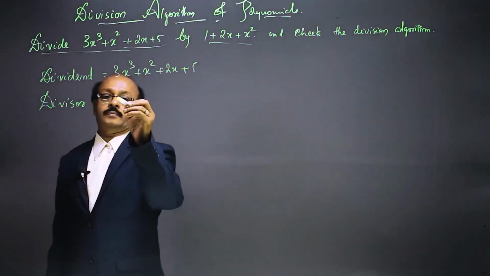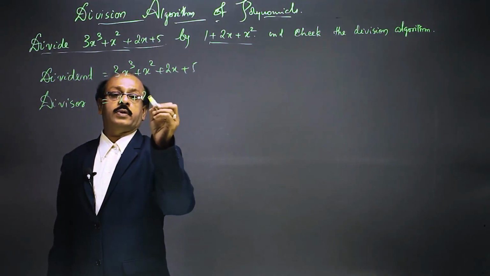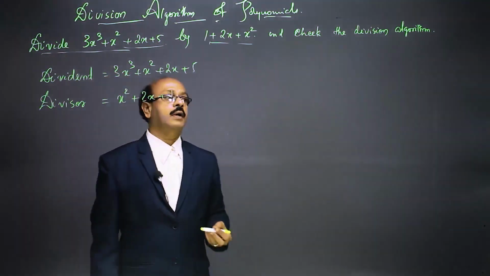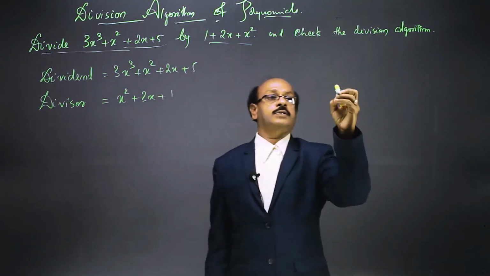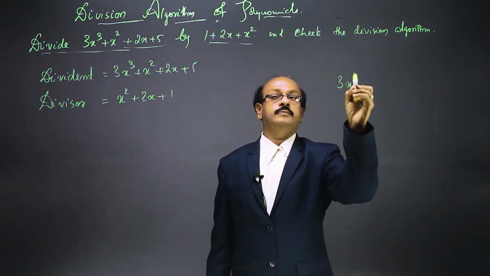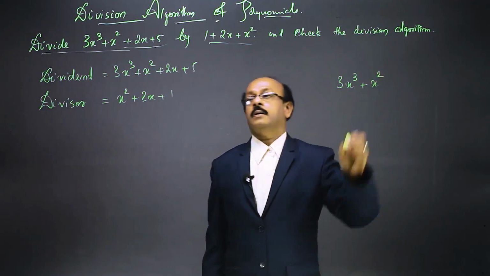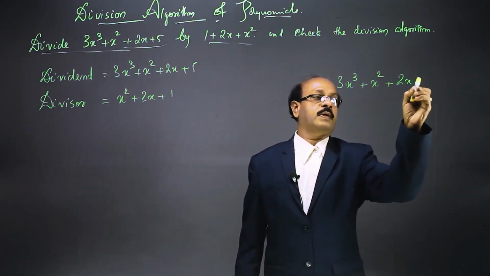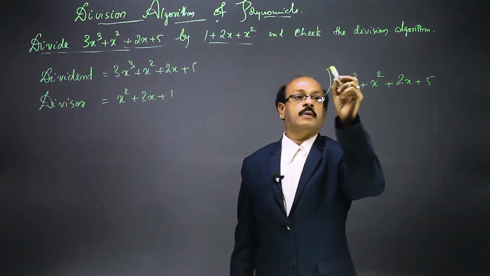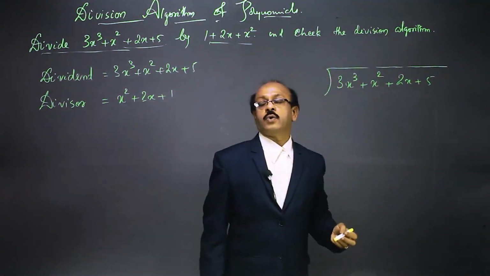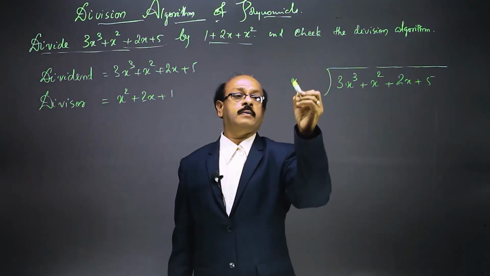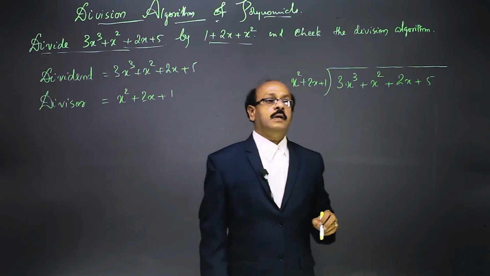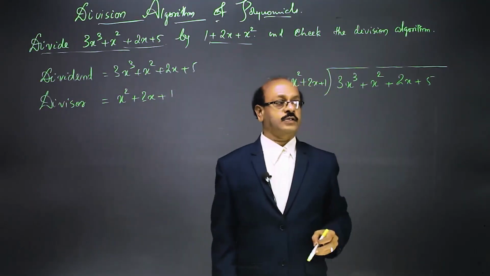x square plus 2x plus 1 is the correct order. Now we have to divide 3x cube plus x square plus 2x plus 5 by x square plus 2x plus 1. The method is, the first term of the dividend is 3x cube.